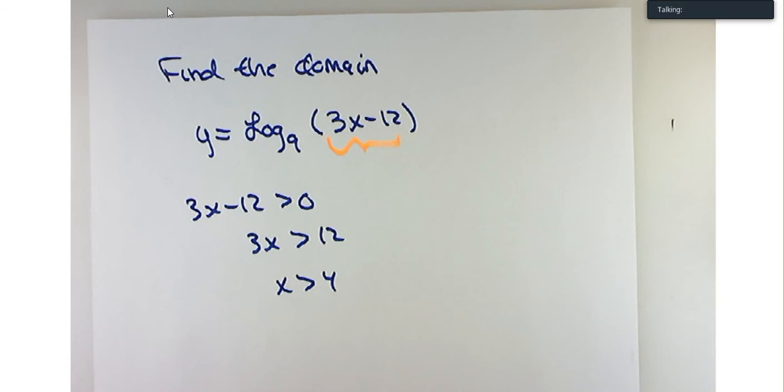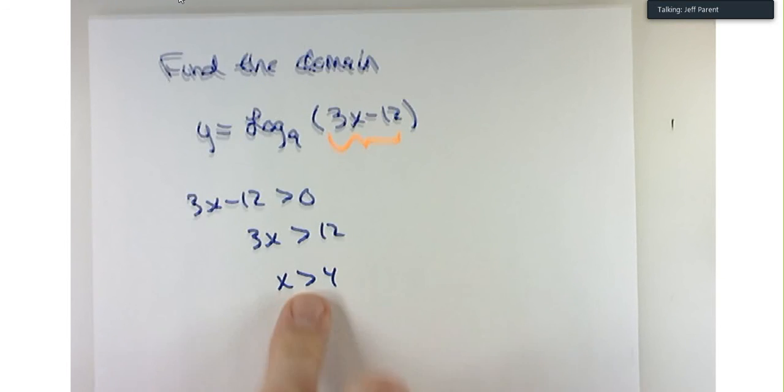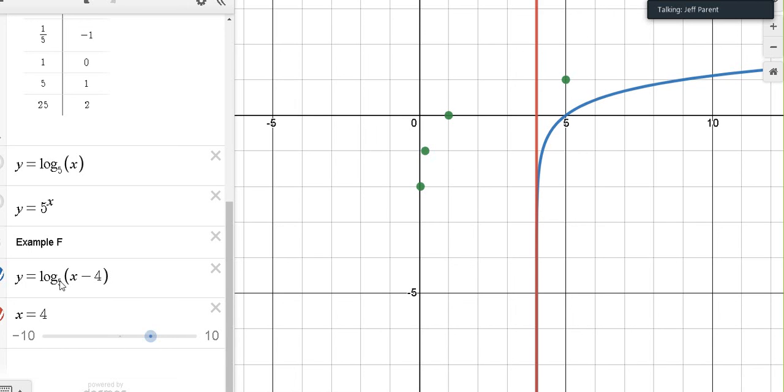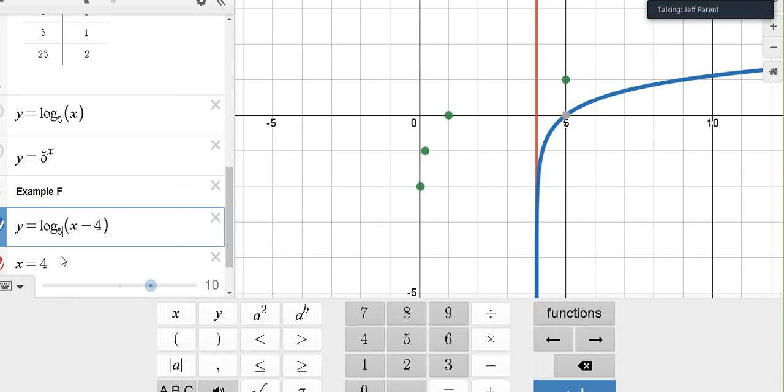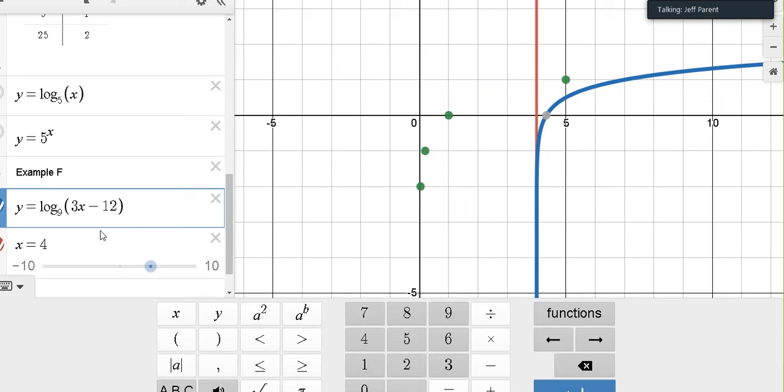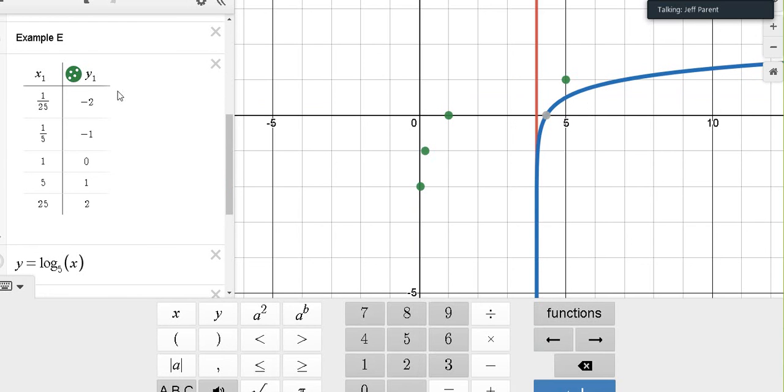Beautiful. I didn't mean to use the same vertical asymptote as the last one, but the idea is still the same. If I were to graph this, I should see my graph have a vertical asymptote right at 4, just like the previous one. Let's double check that our graph matches our expectations. I'm just going to modify that to a 9, and then this in here to 3x minus 12, and perfect. That's exactly what I expected.